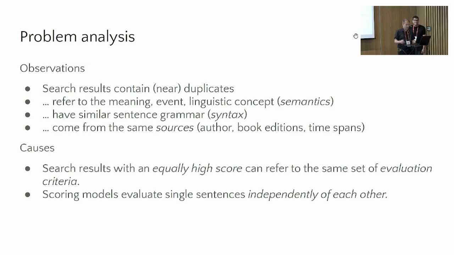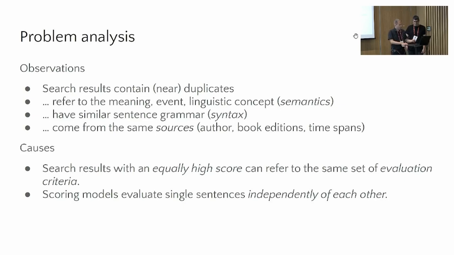So the analysis is clear. You can have good examples, but they could be duplicates. In many cases, you deduplicate the content, and you won't have this problem. But you have other problems: your best examples might all be from only one meaning. So they might talk about only one event or about one linguistic concept and so on, which means a very similar semantics. Or they might all have a very simple or a very similar syntax. And the third problem is that the best examples might share the same metadata, like, for example, stemming from the same author, the same book editions, time spans, and so on.